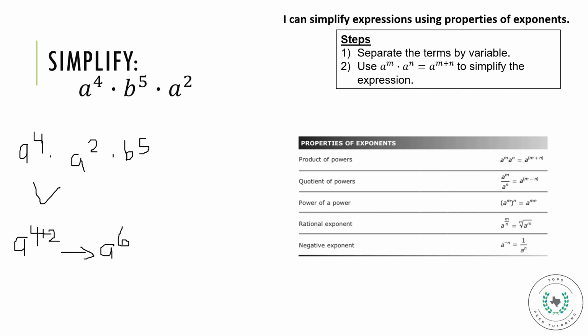Now, we need to combine these. So we just did the a values and we got a to the power of 6. Now, this is the only b value, so we're not going to do anything else with it. We're just going to bring it down. We don't need to change it. It's perfectly fine as it is. And now, you can see our answer is a to the power of 6, b to the power of 5.